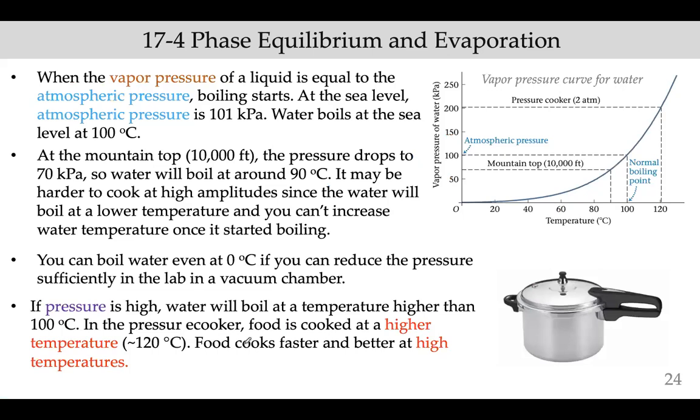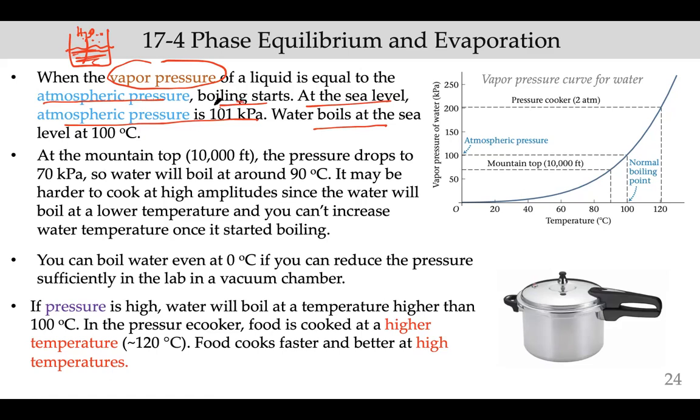Okay, so when the vapor pressure of a liquid is equal to the atmospheric pressure, boiling starts. That's something we said. Remember, vapor pressure is coming from the liquid itself. So if there's water here, then the particles that escape the water, so H2O, they form the vapor pressure. But in addition to this vapor pressure, of course, there's also the atmospheric pressure. So both of them. Boiling starts when they are equal. At sea level, atmospheric pressure is about 100 kilopascals. So water boils at sea level.